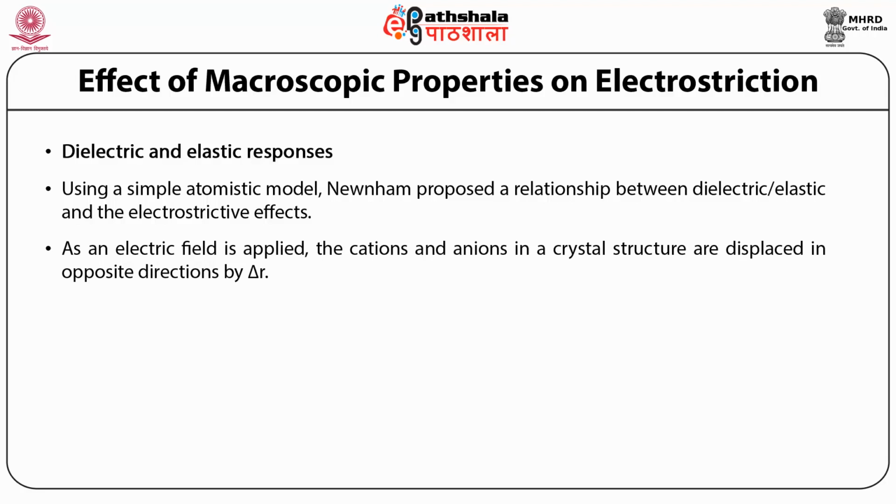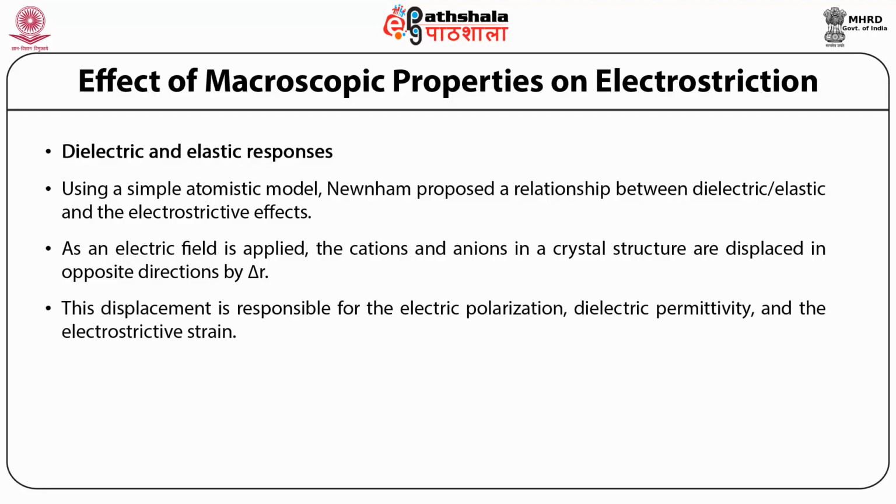As an electric field is applied, the cations and the anions in a crystal structure are displaced in the opposite direction by delta R. This displacement is responsible for the electric polarization, dielectric permittivity, and the electrostrictive strain.